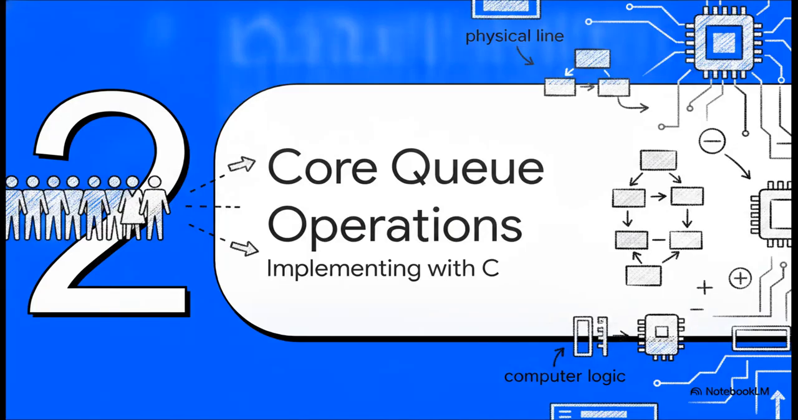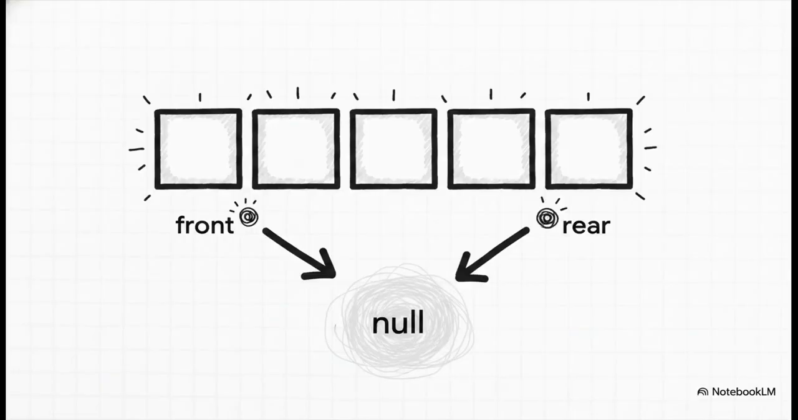Let's move smoothly into Section 2, Core Queue Operations in C, where we translate that physical line into computer logic. So, how do we actually begin building this? We start with an initialization setup, typically called the init function. To create a completely empty queue, we set two markers, front and rear, and we set both of those to -1. In programming terms, setting these indices to -1 is literally our way of telling the system, hey, this line is completely empty, no one is waiting.